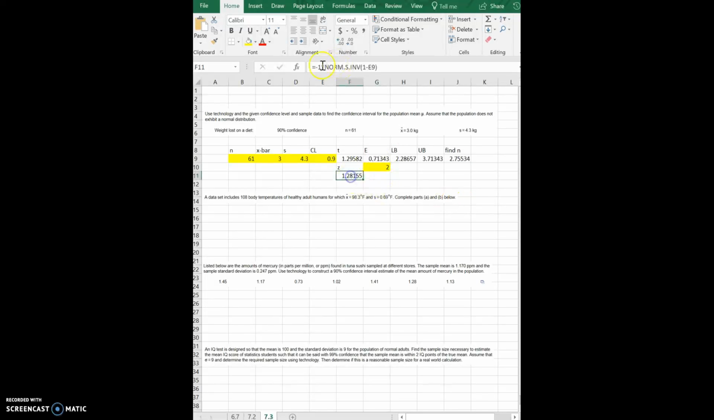So that's what you do first. I'm going to put this entire thing in parentheses, and you're going to square it. So that's how many minimum you would need for n. Typically, you're going to round up. So you would need 8.